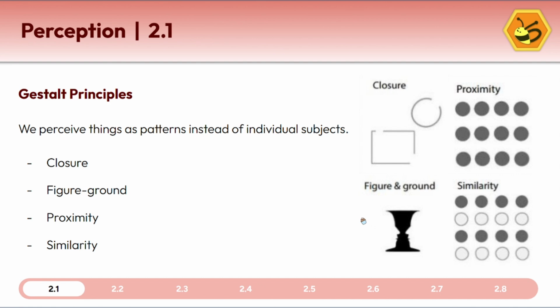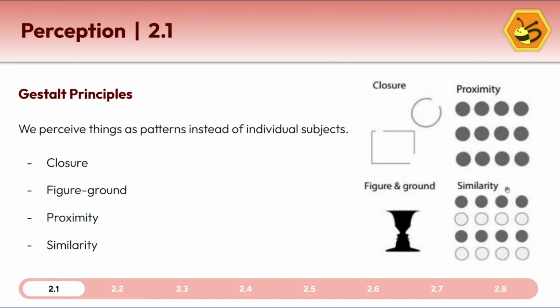Proximity says that things that are close together, we tend to put into groups. So since the vertical gaps are bigger than the horizontal gaps, we perceive this as 3 horizontal rows or 3 horizontal groups as opposed to 12 individual dots.